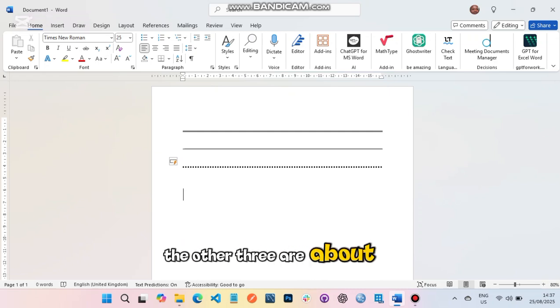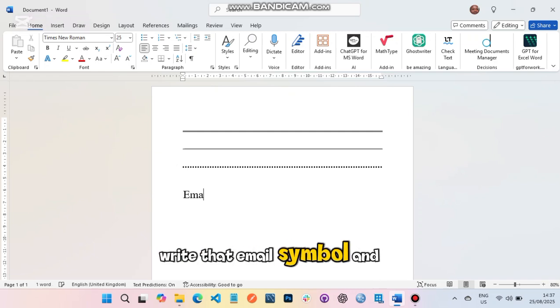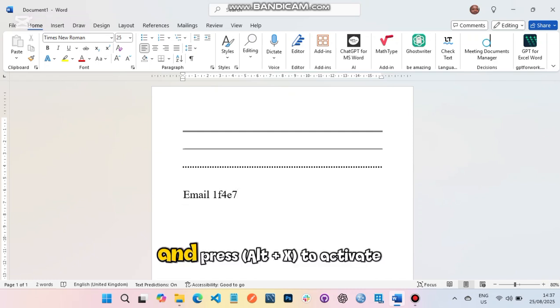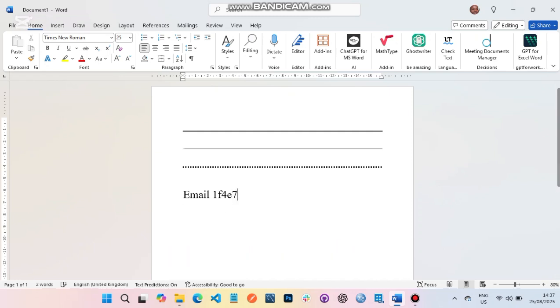The other 3 are about symbols. So I'm going to teach you how you can write that email symbol, and then the phone symbol, and then the location symbol. For the email, to do that, you hit 1 F 4 E 7 and place Alt and X to activate the email symbol.